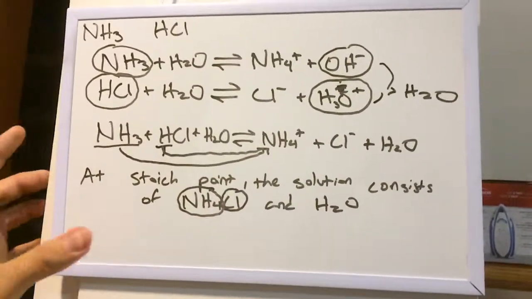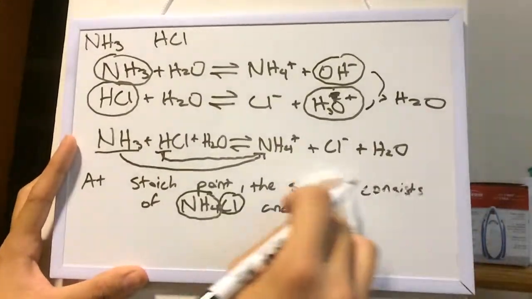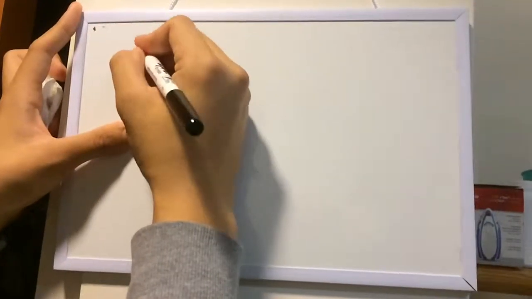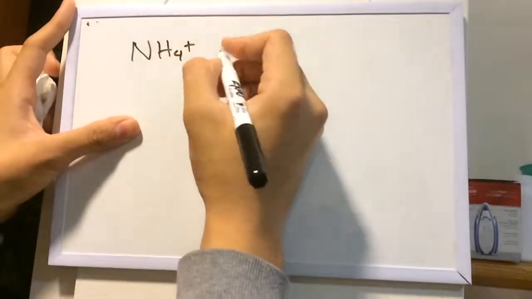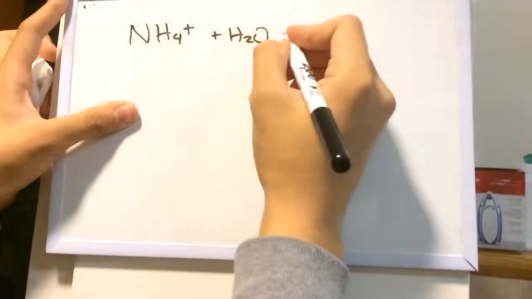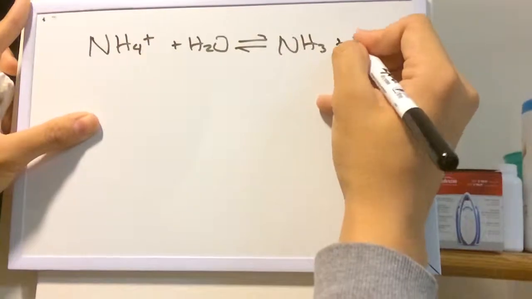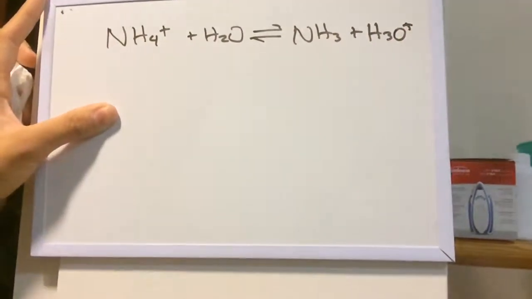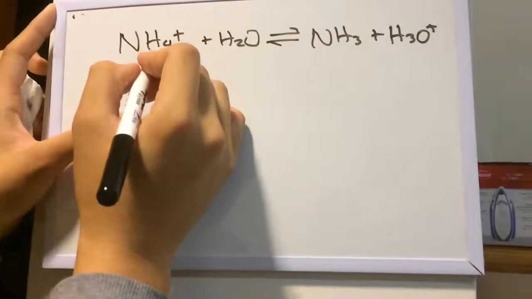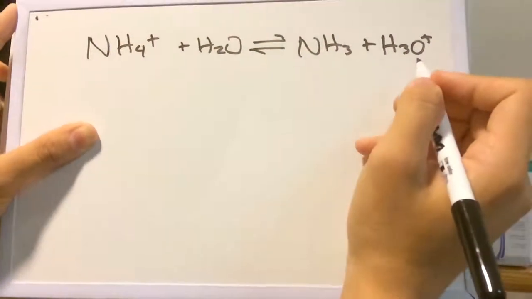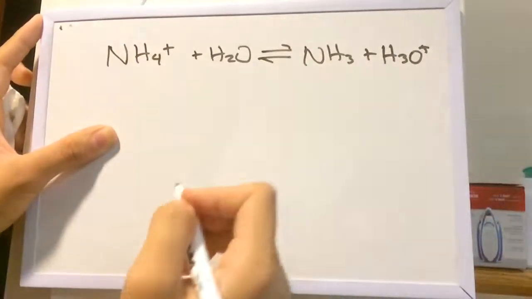a weak conjugate acid. So one must take into account that ammonium is a weak conjugate acid and find the pH using that. So ammonium forms ammonia and hydronium ions.